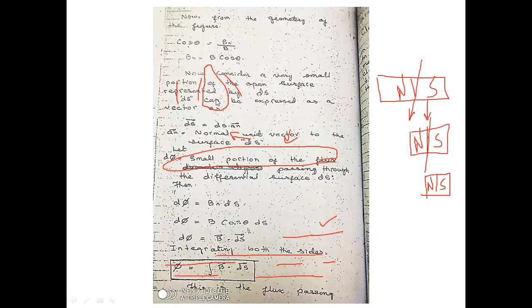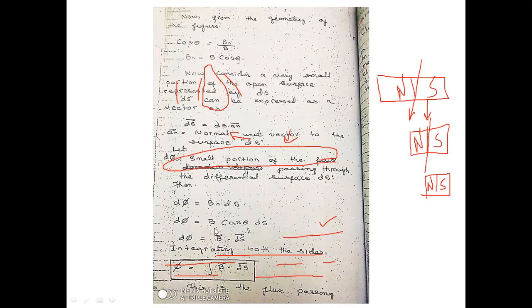Now consider a very small portion of the open surface, that is ds. So ds is in the direction of the normal vector an. This is the normal unit vector of the surface. So d phi is the small portion of the flux, then d phi is equal to Bn ds. According to this, Bn is equal to B cos theta. So replacing this value, we will get B cos theta ds.